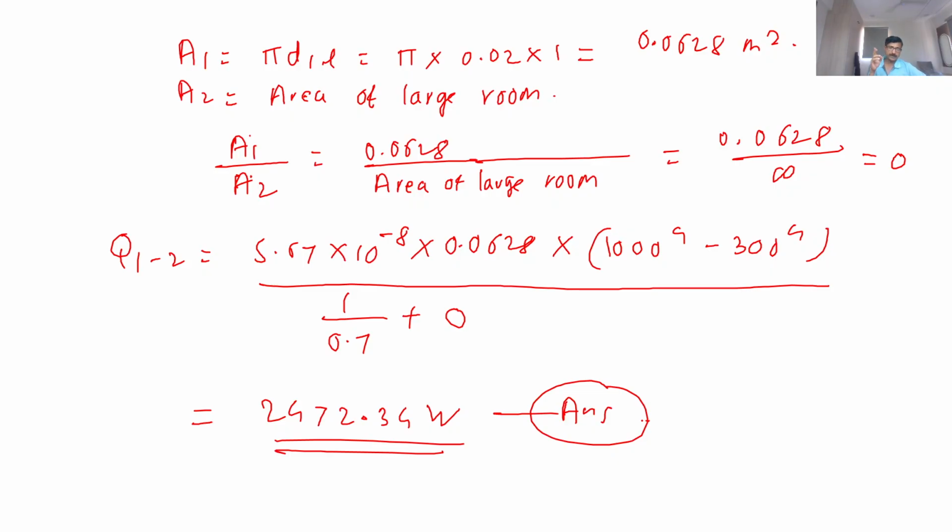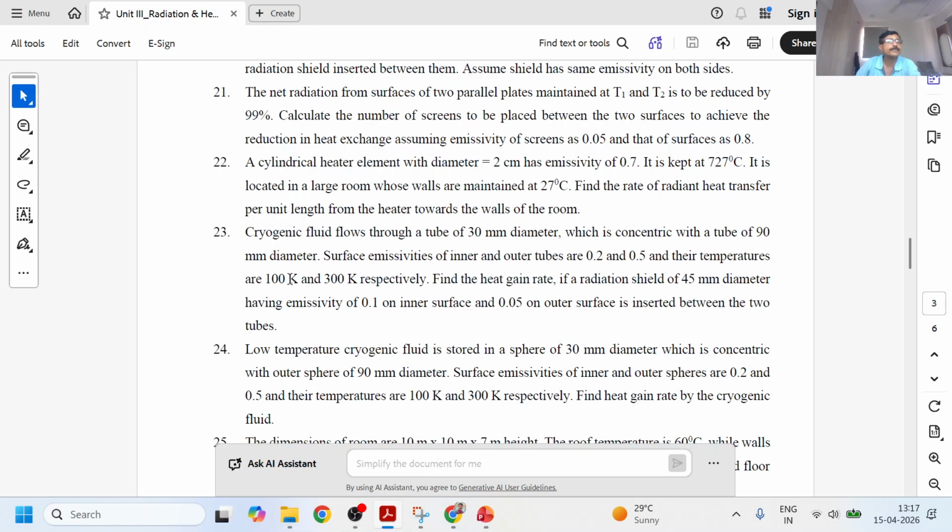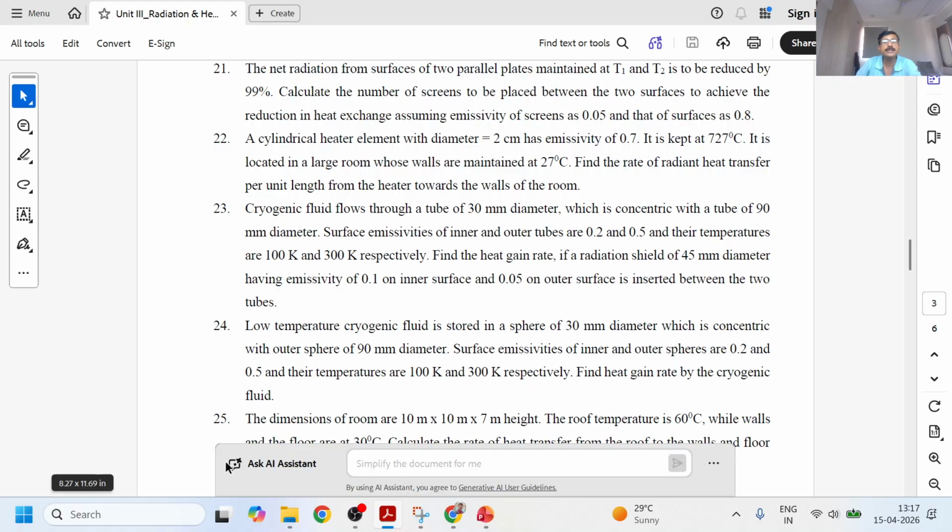Radiation heat exchange between the cylindrical heating element and the wall, but what is the wall? A very large wall. Dimensions are not given and they mention the wall is large. Now we'll go to the next problem, that is problem number 23.